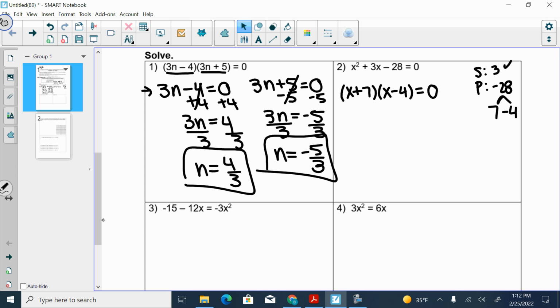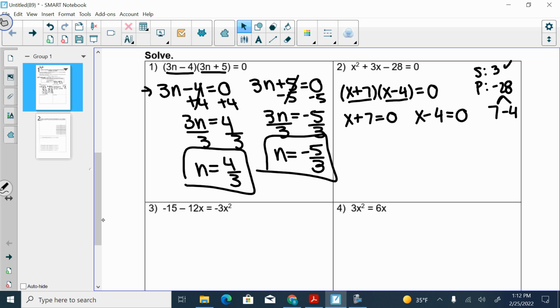Okay, so we factored it. What are we supposed to do next? What does step 3 say to do? Right, so here's my first one. X plus 7, set it equal to 0. And do the same for the other. X minus 4 equals 0. And then what's step 4?